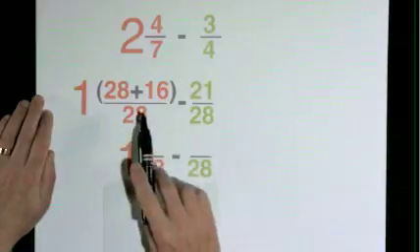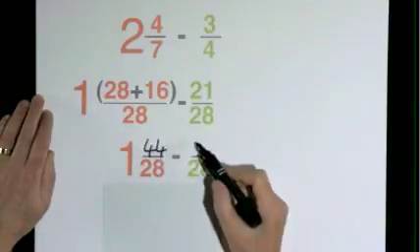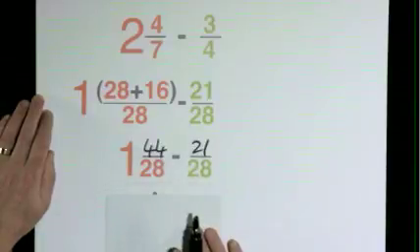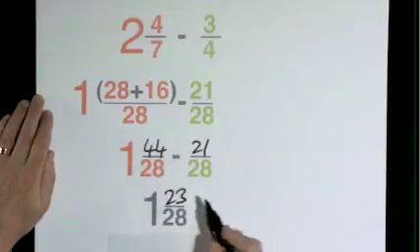We now have 1 and 44/28, subtract 21/28, which is 1 and 23/28.